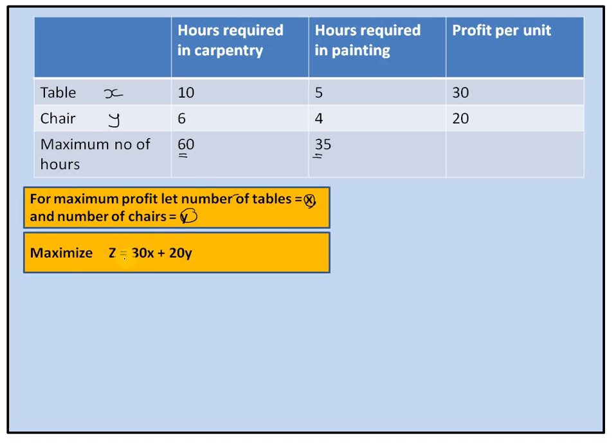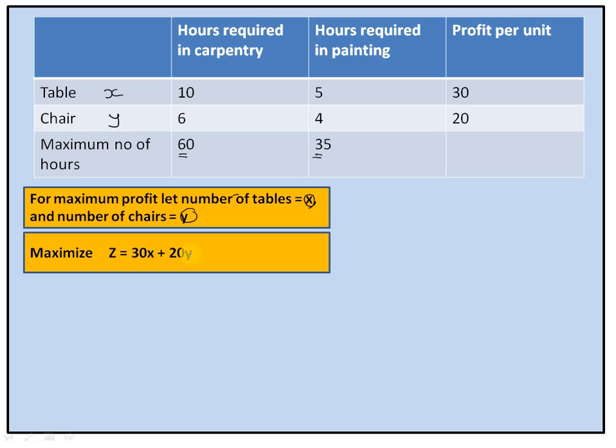चलो, तो मुझे प्रॉफिट is Z. प्रॉफिट कितना मिलेगा मुझे? अगर मैं X टेबल बनाऊंगा तो मुझे 30 times X प्रॉफिट मिलेगा, because एक टेबल के पीछे मुझे 30 रुपीज प्रॉफिट मिलता है. और Y चेयर बनाऊंगा तो मुझे 20Y प्रॉफिट मिलेगा. 20 multiplied by Y. And this is what I have to maximize.